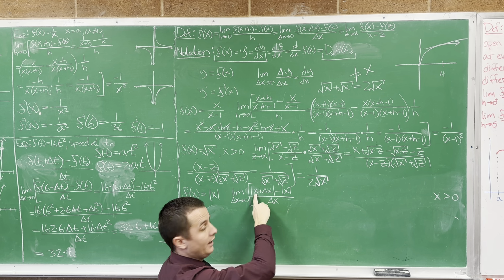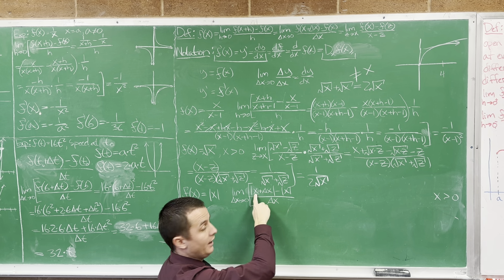Negative x and x cancel out, and so we're left with negative delta x over delta x, which is negative 1. Now take the limit, and what do we get? The limit of negative 1 is negative 1.